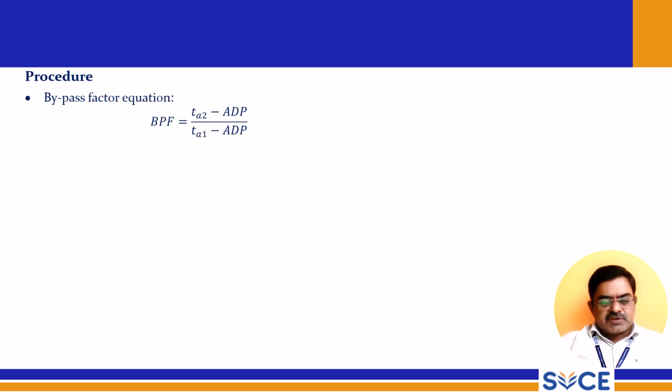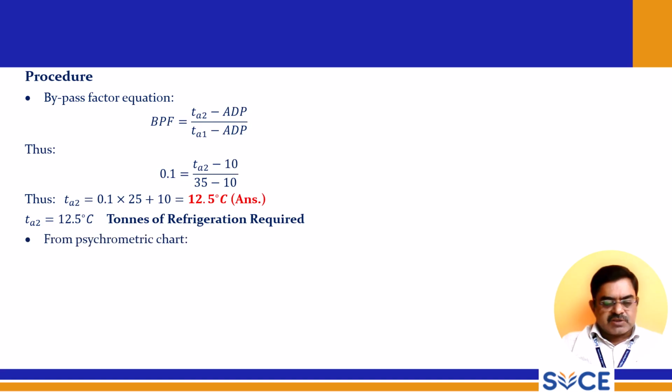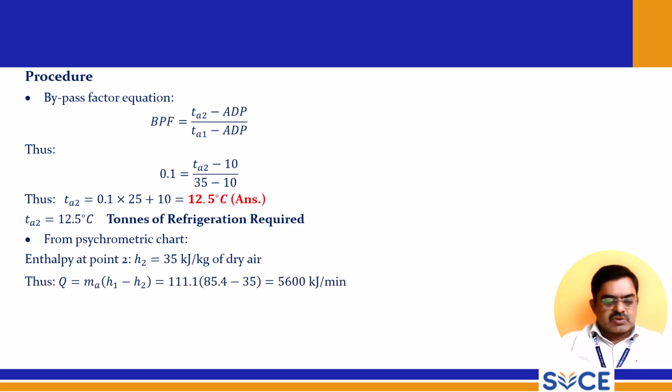Now, the bypass factor equation: BPF equals (TA2 minus ADP) divided by (TA1 minus ADP). So then we can find TA2, which is 12.5 degrees Celsius, and the tons of refrigeration required. From the psychrometric chart, enthalpy at point 2, H2, equals 35 kilojoules per kg of dry air. Thus Q equals MA times (H1 minus H2), so 111.1 times (85.4 minus 35), that is 5600 kilojoules per minute, and TR equals 5600 divided by 210.